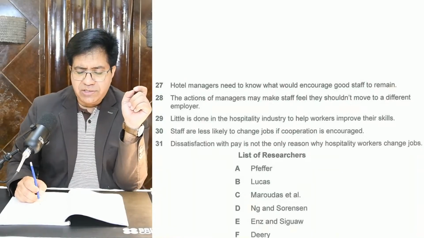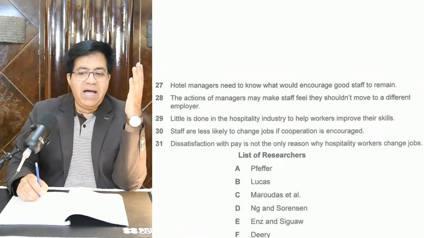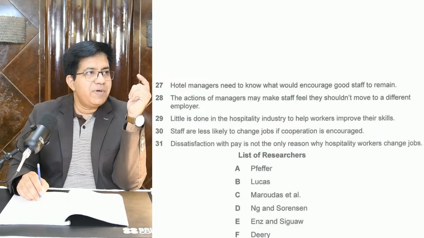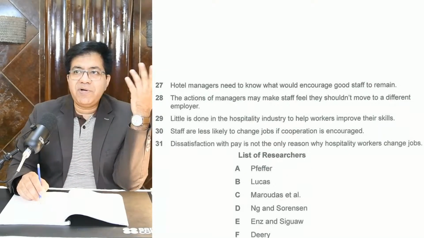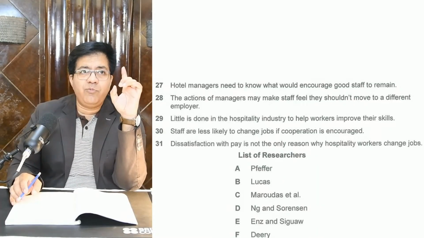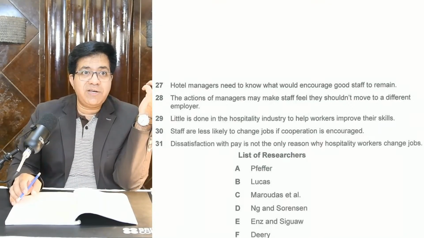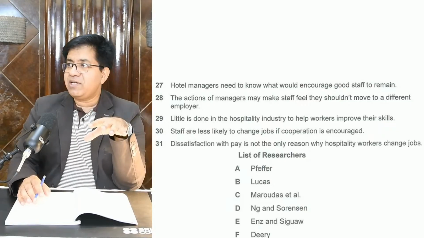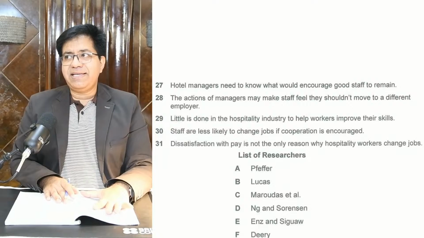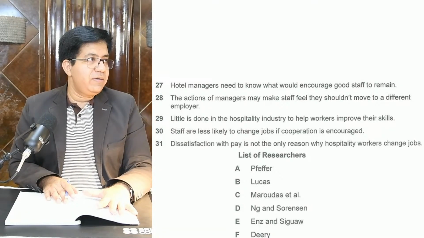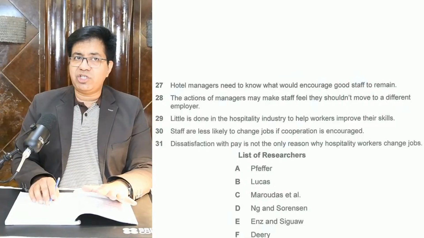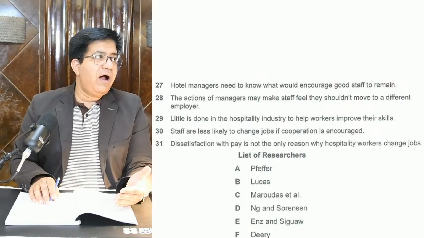How many questions? 5. How many people? What does it mean? One person is extra. Like one person does not have a statement. And it is also possible that one person may have 2 statements. Okay, so that makes it more confusing. Now, questions and the passage, they are not in order. Bad news. But the good news is list of researchers and the passage, they are in order.